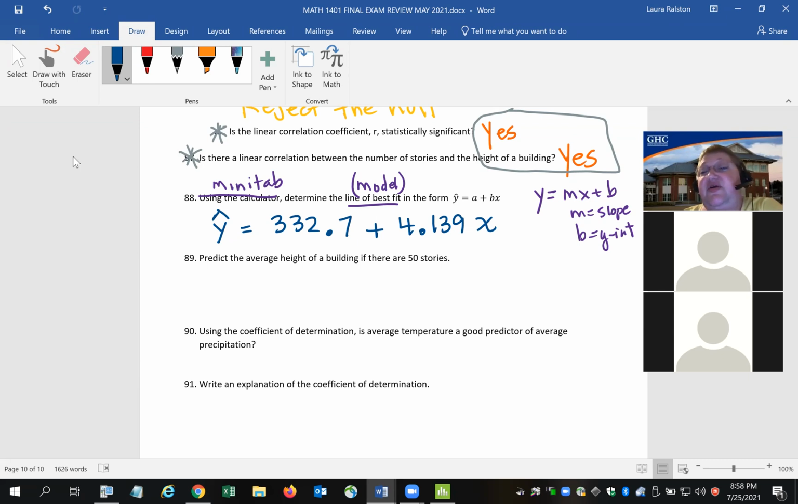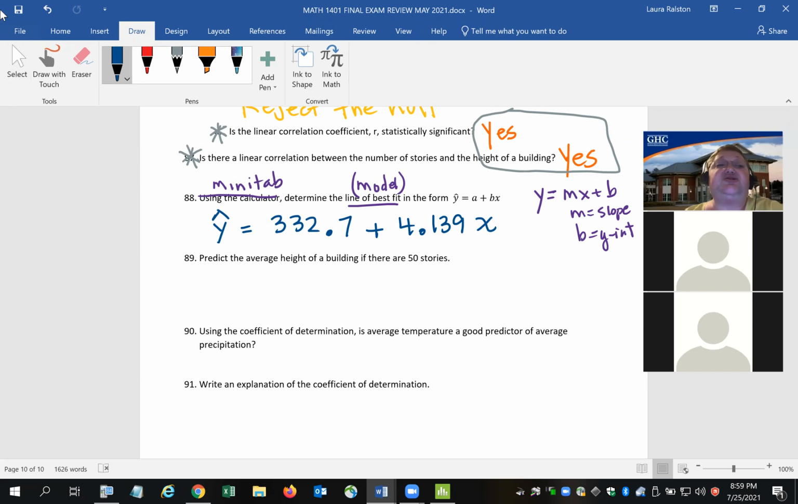The other issue some of you are having is making a prediction. Guys, if you got a model, if you've decided, yes, R is statistically significant, and yes, there is a linear correlation, that means you can find the model. Once you find the model, you use it. If you can't find the model, you can't use it. So if you've said, no, R is not statistically significant, and no, there is not a linear relationship, you're not going to be finding a model. And if you haven't got a model, you can't make a prediction.